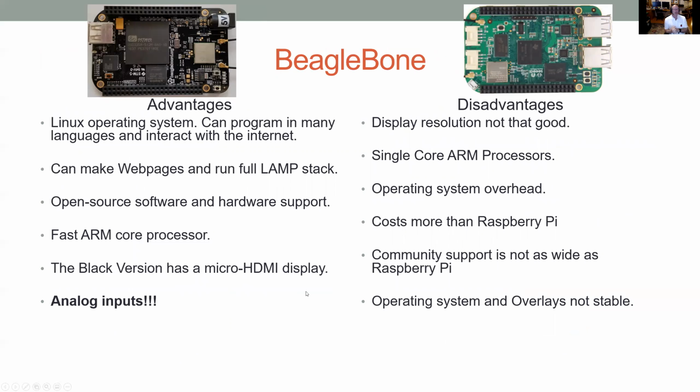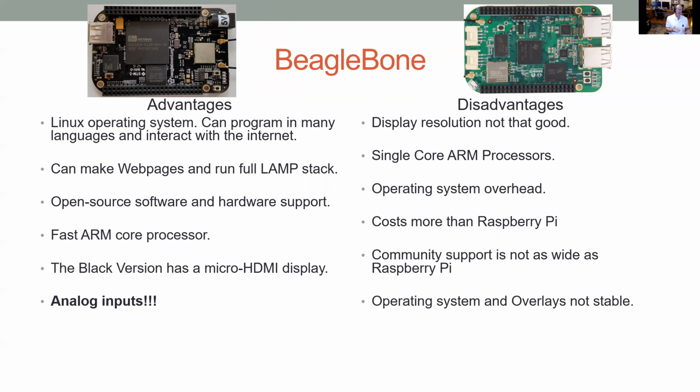Moving up a little bit is the BeagleBone. BeagleBone is sort of like the Raspberry Pi in a lot of ways. It has a Linux operating system. You can program in many, many different languages on it. You can run the full LAMP stack. That's Linux, Apache, MySQL, and PHP. So you can program in all those languages and make these very good dynamic web pages with it. You got a lot of good open source software and hardware.